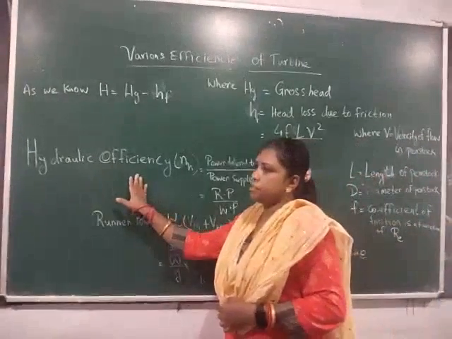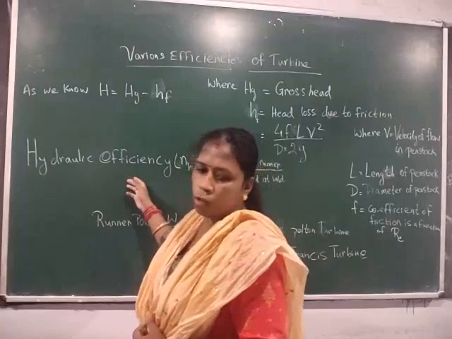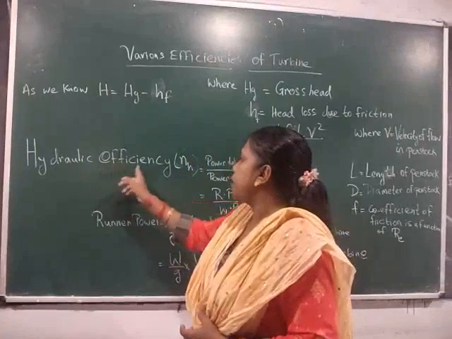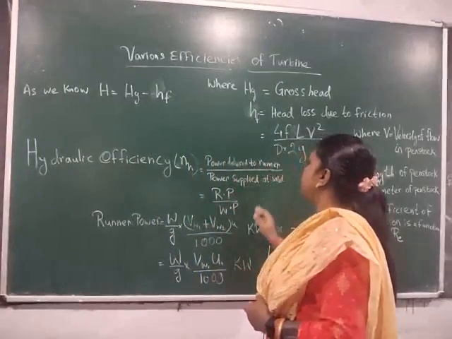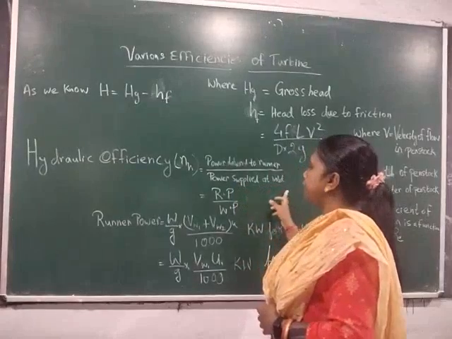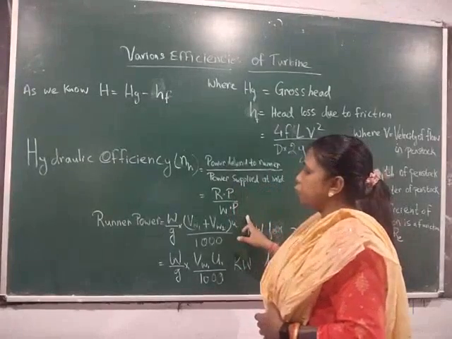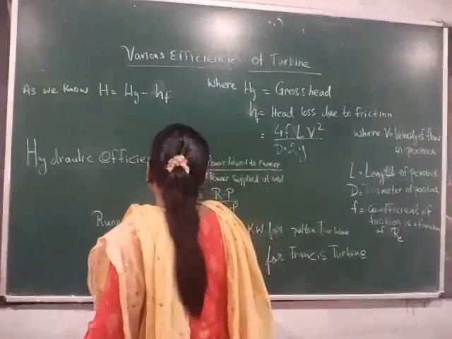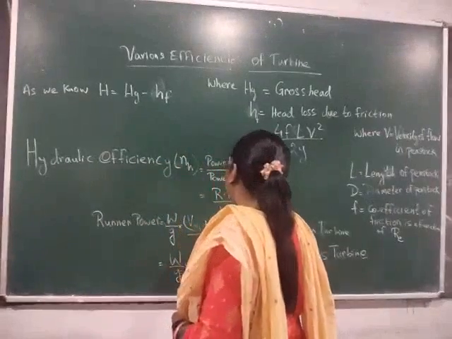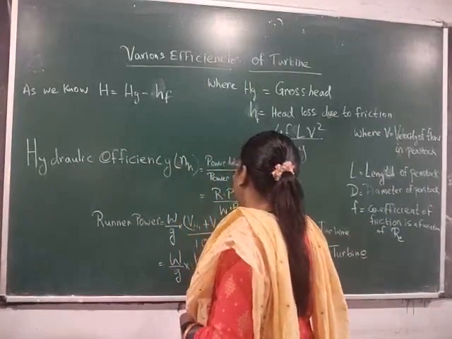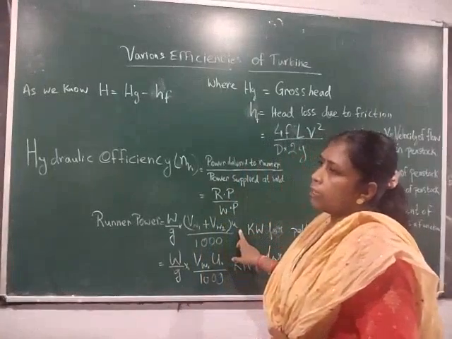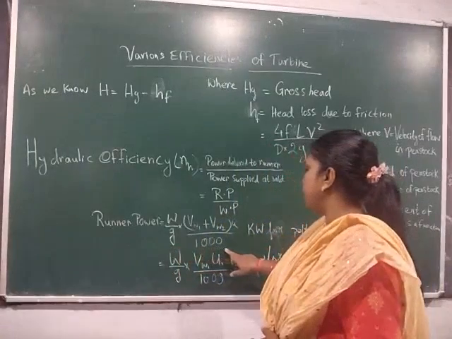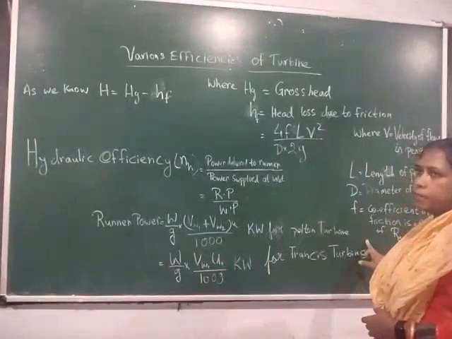Next is your hydraulic efficiency. As you have already seen in your velocity triangle, just have a revision. So hydraulic efficiency is what? Power delivered to the runner divided by power supplied at inlet. That is your runner power divided by water power. So what is runner power? Runner power is equal to W divided by g, (Vw1 plus Vw2) into U divided by 1000. Here this is U because U1 is equal to U2, that equals U. So this is the formula for runner power in a Pelton turbine.